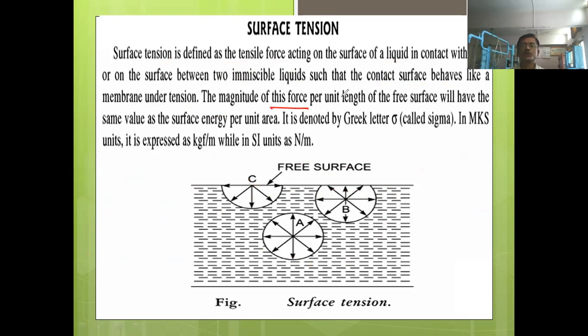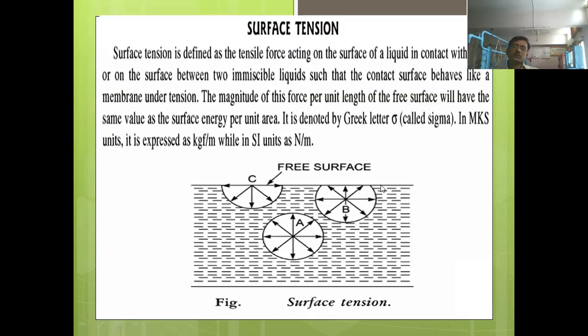The magnitude of this force per unit length of the free surface will have the same value as that of the surface energy per unit area. So it is not necessary to go into that much detail. Just remember the unit of the surface tension as Newton per meter. It is a linear phenomenon. So it has unit Newton per meter, or in MKS system it has unit kg of force per meter. Okay.